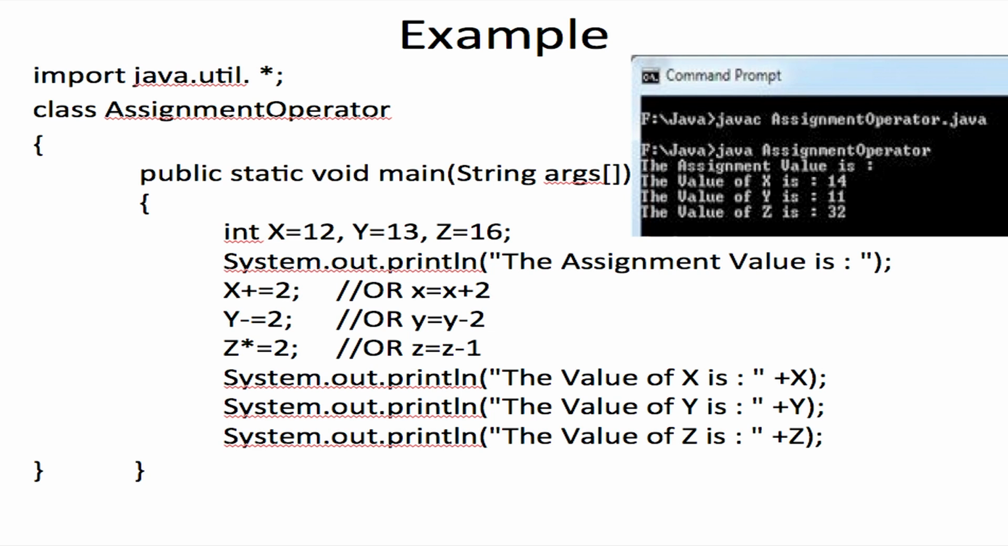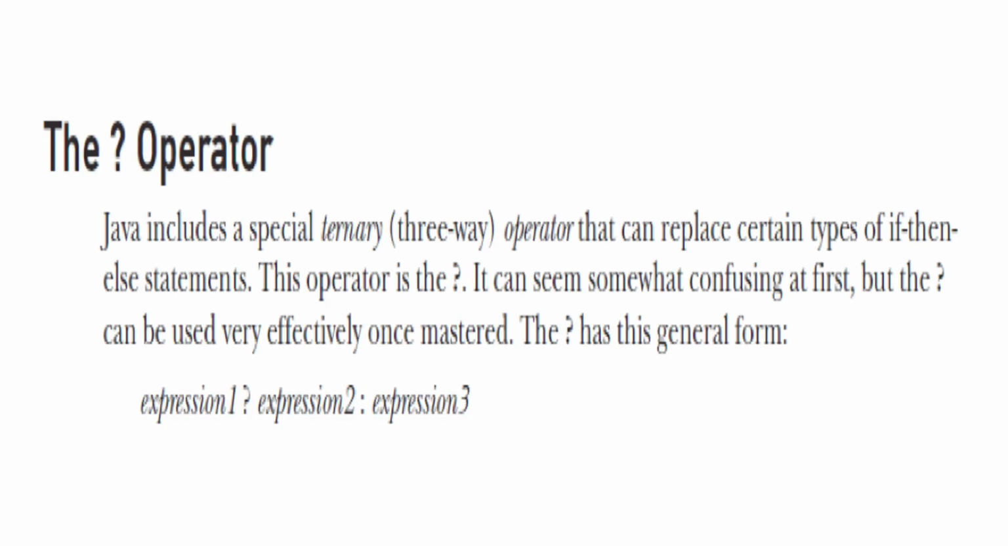Now see the another operator, that is the question mark operator. Java includes this question mark, which we can also say is the conditional operator. Java includes a special ternary, three-way operator. Basically in all programs, all statements, we have only one operator, but here we are using two operators. We have three expressions also. In that case it is called the ternary operator. So this is the example of the ternary operator.